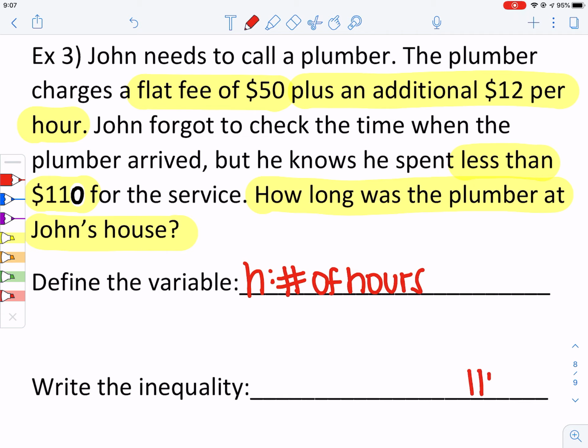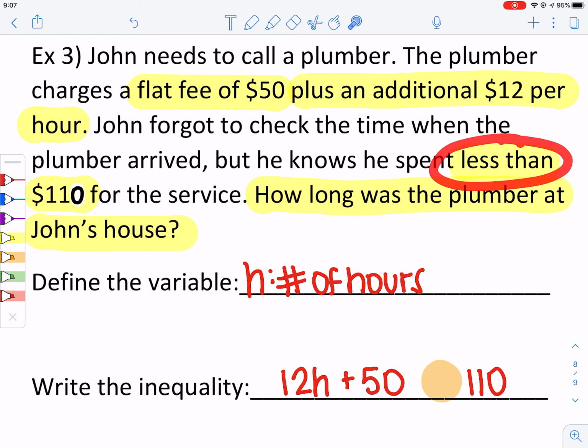My 110 is going to go at the end because I know that he spent less than $110, and that would be his final price. Then let's figure out what goes in front. I'm always going to leave a space here and find my symbol last. Let's figure out which number goes next to H. It's either $50 per hour or $12 per hour, and if you notice, it says 12 per hour. So here's my 12H. It also says he has to add on an additional fee of $50, so there's the plus 50. And it specifically says that the amount he spent was less than, so all this amount right here was less than $110.